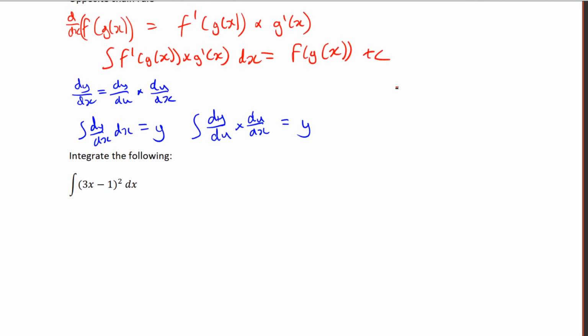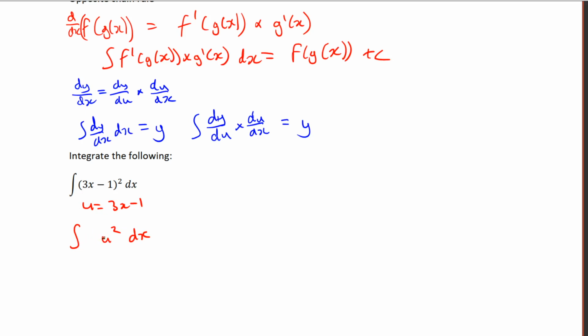So in this first example, I'm asked to integrate the following: (3x minus 1) squared. If we were taking the derivative of (3x minus 1) squared, we'd recognize it's chain rule, and the first thing we'd do is let u equal 3x minus 1. I can do that with integration the same way. So I can let u equal 3x minus 1, and now I have an integral of u squared dx, right?